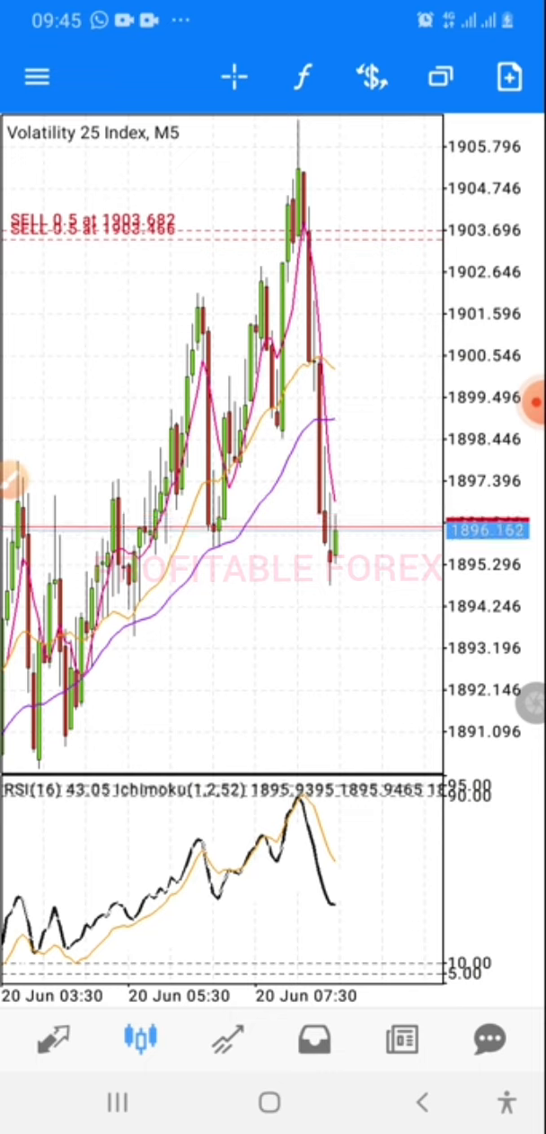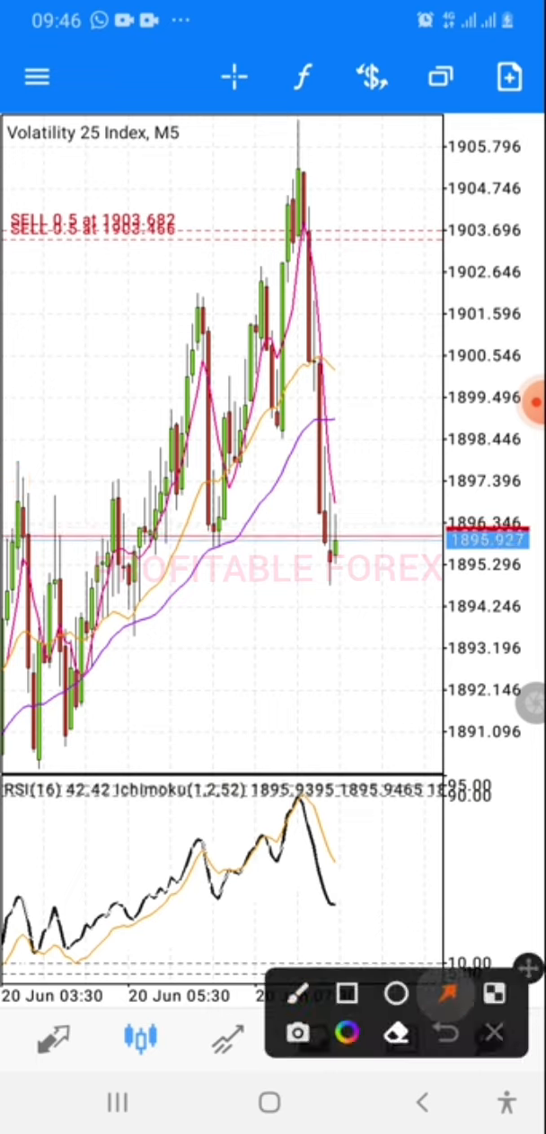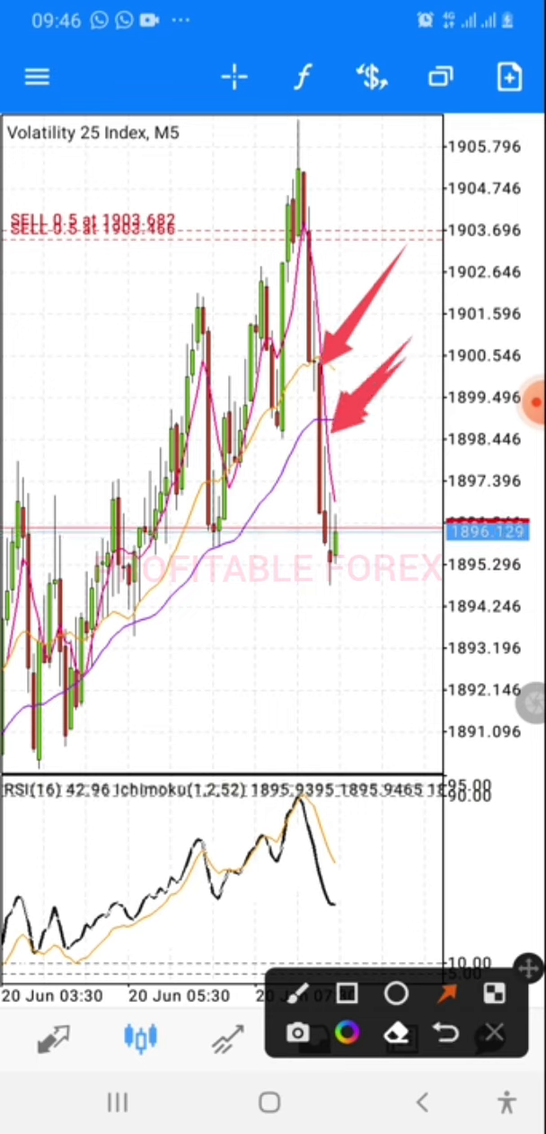But what you should look out for that will make you so confident to hold on to this trade is the moving averages. They are just about to cross the chart. Can you see that? The period 20 and the period 40 moving averages are just about to cross the chart. And when they do, it's going to go down.